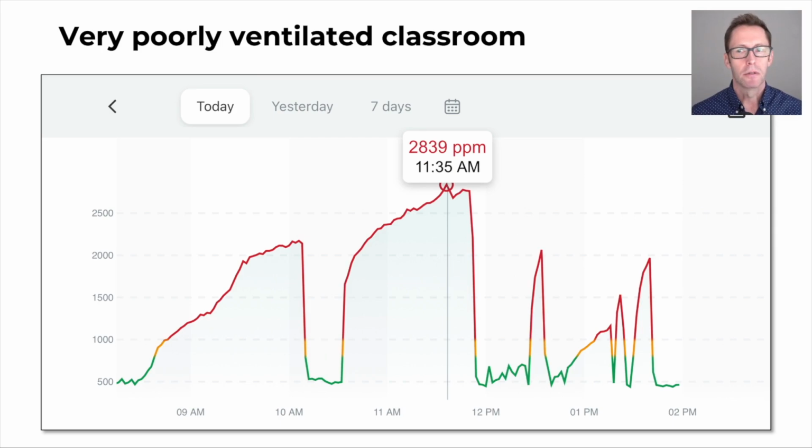And again, just to show a very poorly ventilated classroom, this is a school in which the CO2 levels have exceeded 2,000 parts per million in the first class and then over 2,500 parts per million. This is not just a really high COVID infection risk, it's a high infection risk for any airborne virus, colds, flus, and so on. And at that level, it also really is impacting the cognitive ability of everyone in that space.